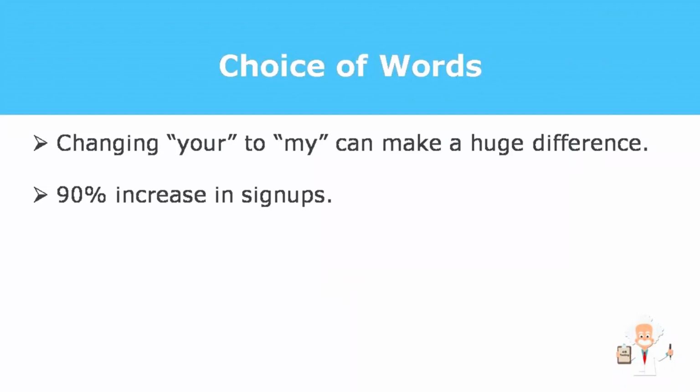Choice of words. In CTAs, you have a very limited space for words to convince your readers to click on it. It's best to keep your CTAs concise and persuasive. Here are some tips that I'd like to share.